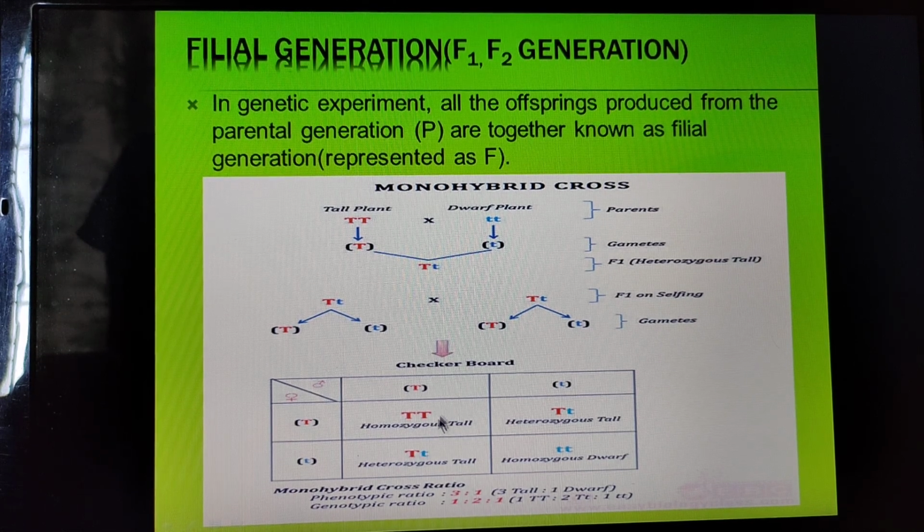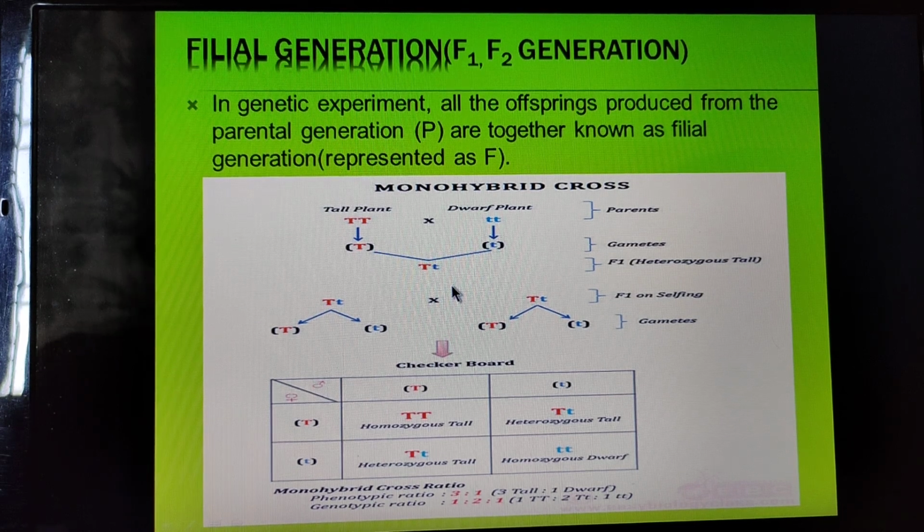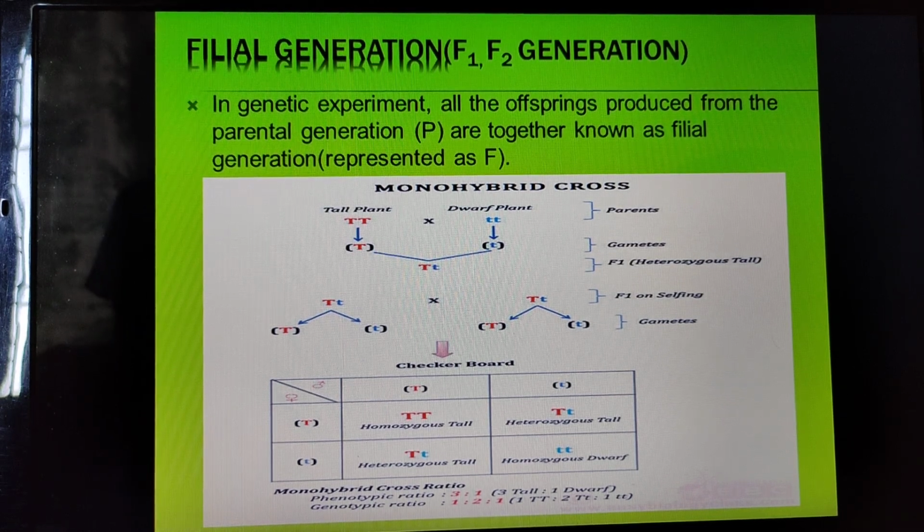So phenotype, how many tall pea plant we get? 3 tall and 1 dwarf pea plant. So we can write 3:1, means 3 tall and 1 dwarf. But if we go through the genotypic ratio, what we get? 1:2:1, 1 pure tall, 2 hybrid tall, and 1 pure dwarf. So I think filial generation is clear to you.